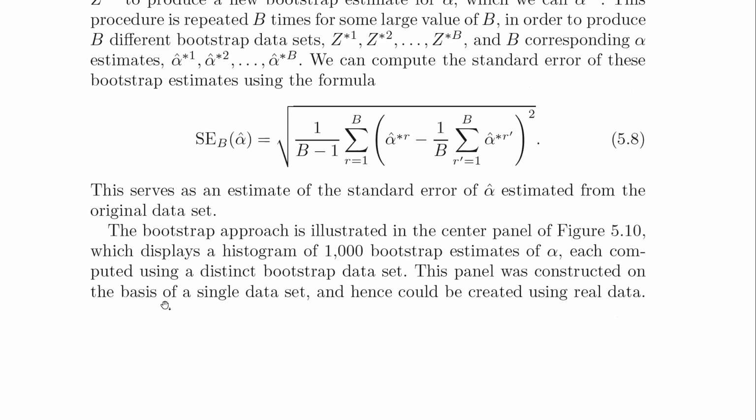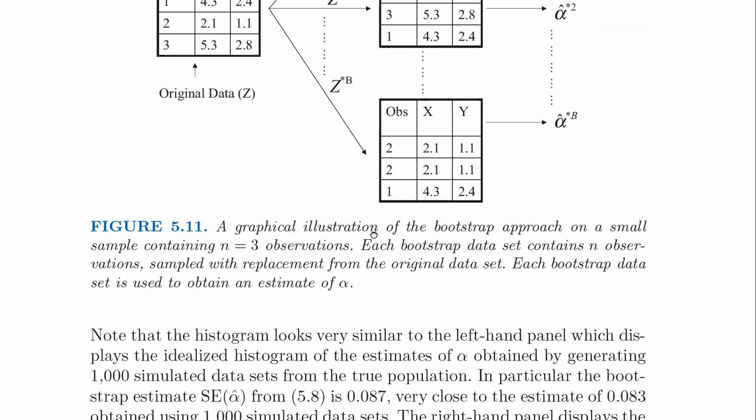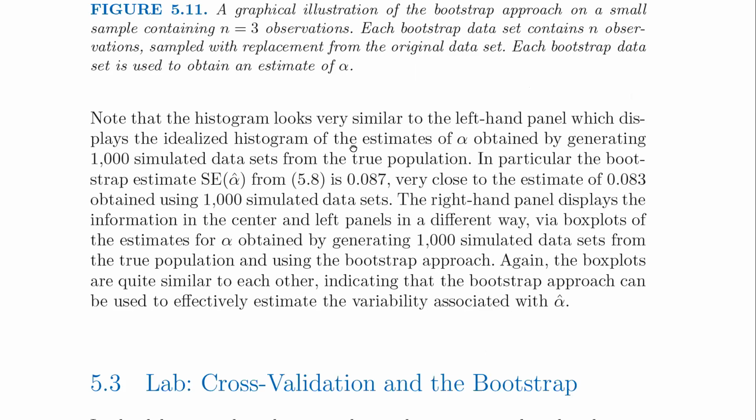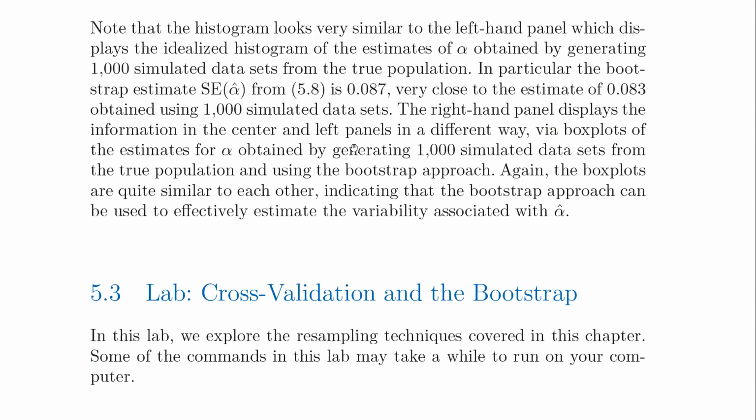This span was constructed on the basis of a single data set and hence could be created using real data. That's the idea, right? The things that we're doing, we would like them to work on real data. Note that the histogram looks very similar to the left-hand panel, which displays the idealized histogram of the estimates of alpha obtained by generating 1,000 datasets from the true population. You know the true population if you know the parameters, the mean, the variance, if you know those statistics.